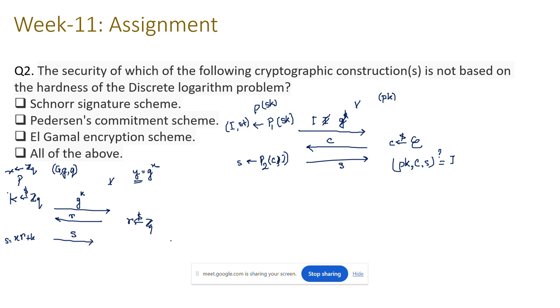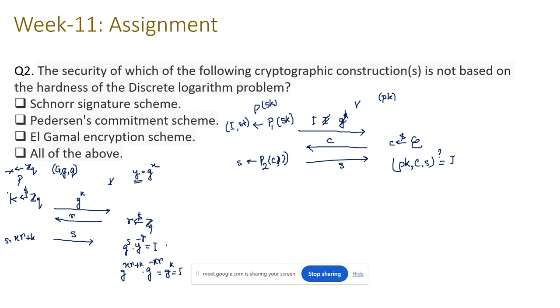Now the verifier has to verify that g to the power s, times y to the power minus r, gives back I. Why? Because g to the power s is nothing but g to the power xr plus k, because s is equal to xr plus k, and y is nothing but g to the power x. So x is not known to the verifier V, but y is available. Raising y to the power minus r gives g to the power minus xr. So what is left is g to the power k, that is I only.